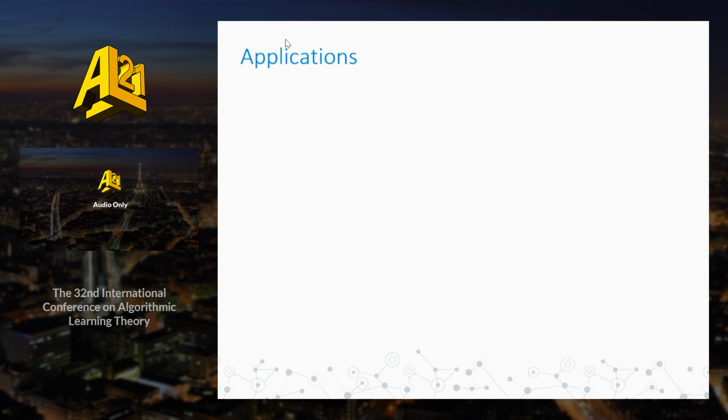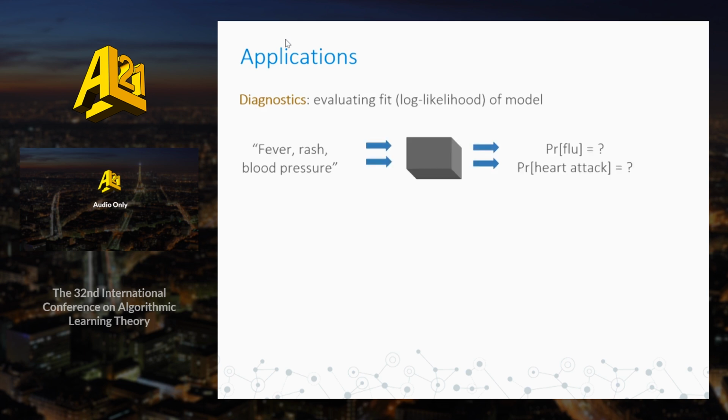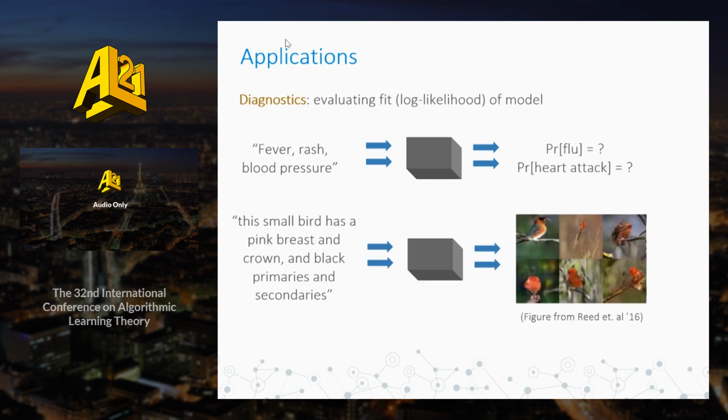On the side of applications, being able to sample from such posterior distributions turns out to have lots of applications for these latent variable models. For instance, for diagnostics, if we can sample from these posteriors, we can evaluate the fit or the likelihood of the model. This is typically how we use these models. So for instance, if we have this disease symptom model, we would like to, given a patient with some symptoms, check what's the probability of some disease like flu or heart attack. In more complicated incarnations, this can get substantially more complex.